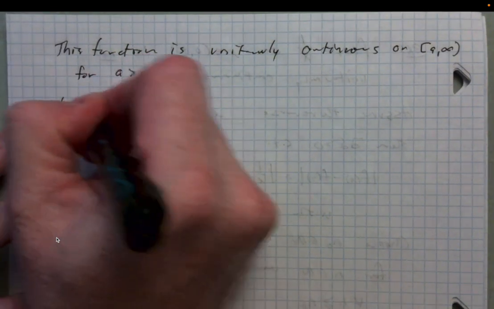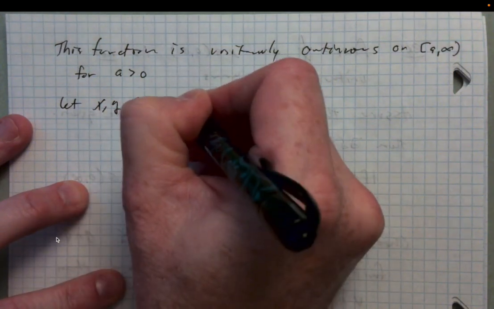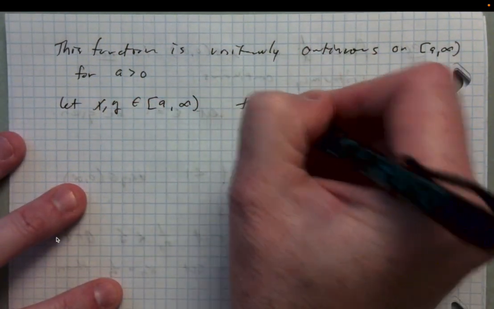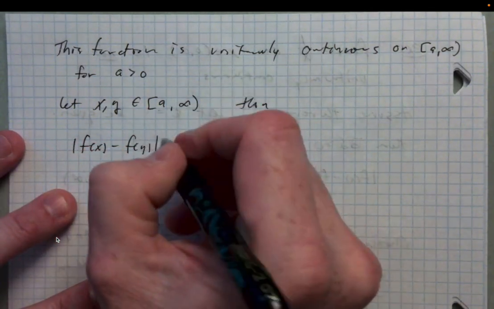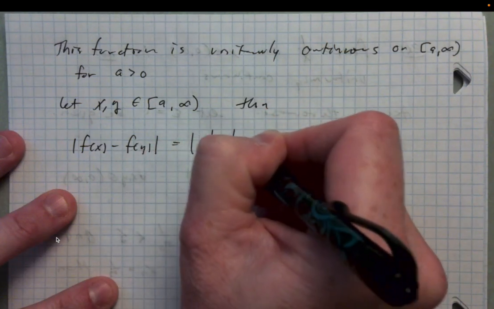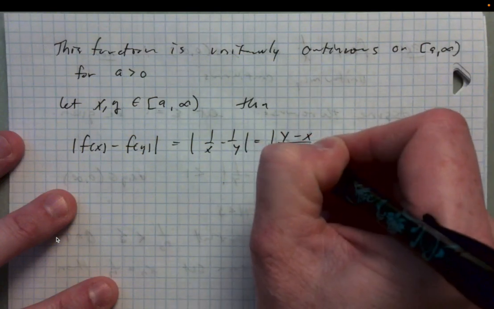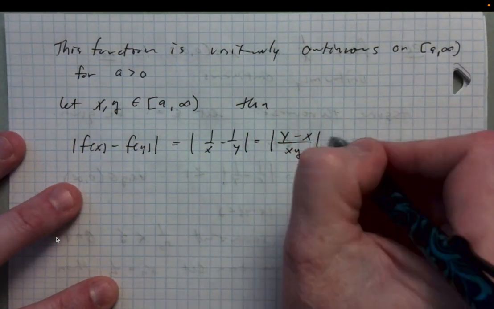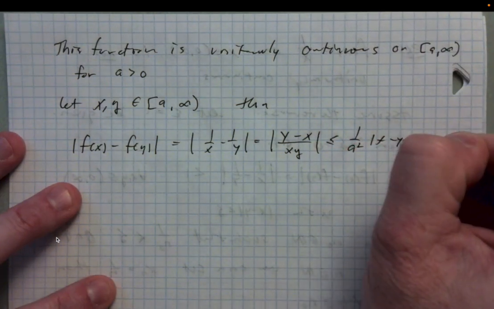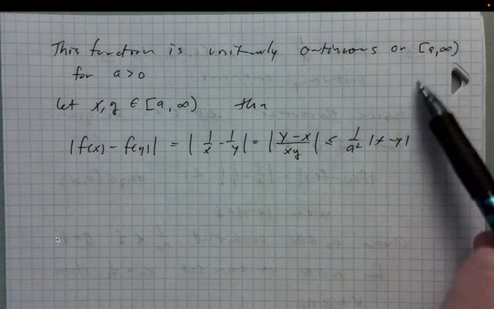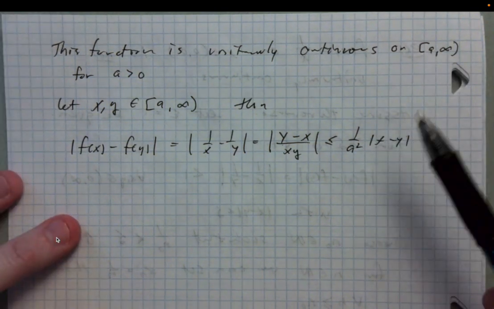So let's let x and y be two values in this interval (a, infinity). Then |f(x) minus f(y)| is equal to |1/x minus 1/y|, which we can rearrange a little bit to get |y minus x| over xy, right? And this is going to be less than or equal to 1 over a squared times |x minus y|. Because we have this nice bound of a, we can set this up.